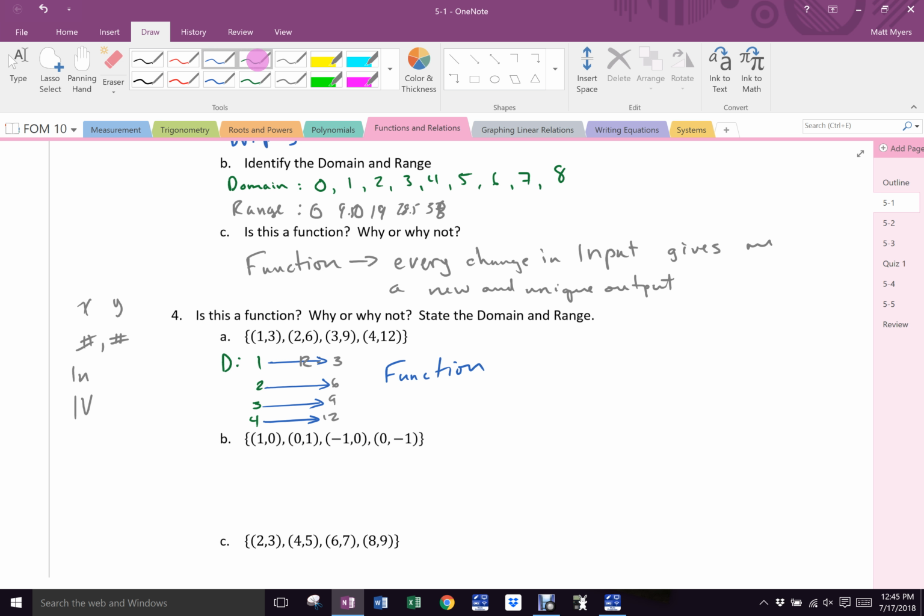What about B? What are my domain values? No, domains are x's. 1, 0, and -1. Because this 0 is another repeat, same value. What are my outputs?